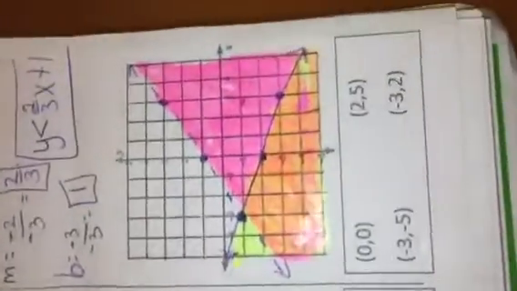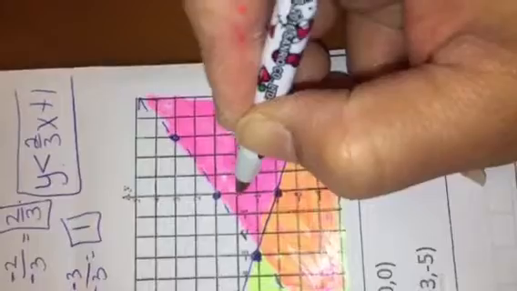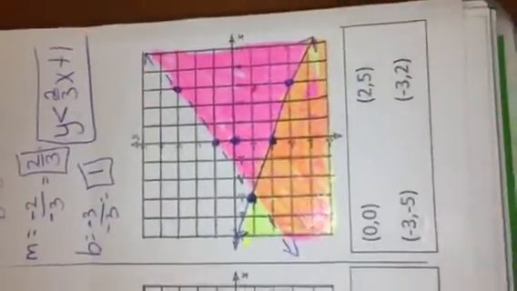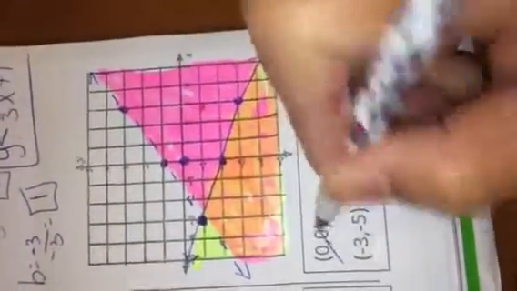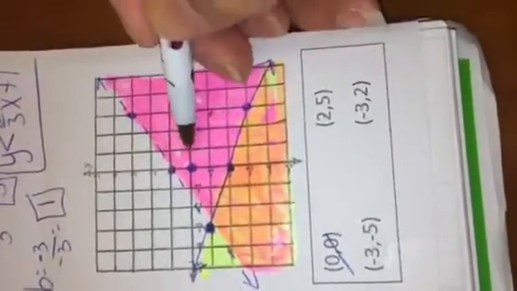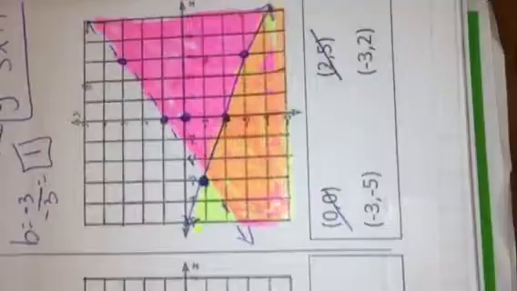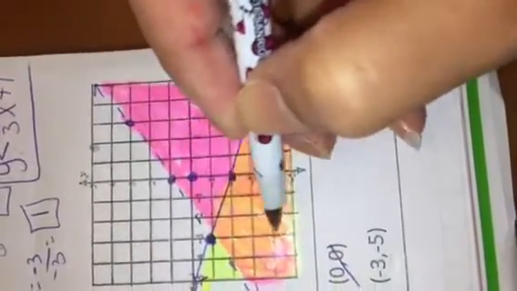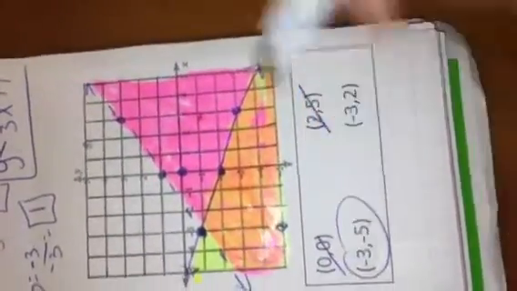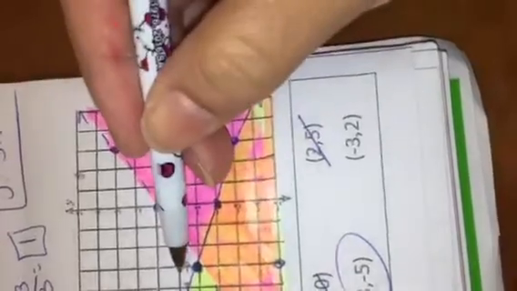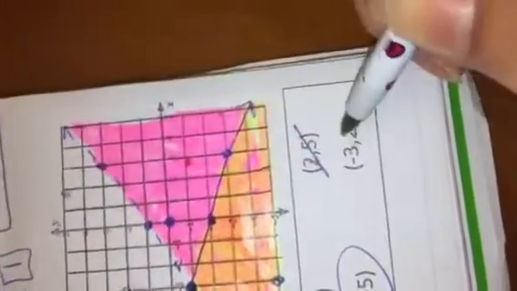So 0, 0 is going to be the origin. It's going to be right here. That's not a solution because it only lands on the pink. 2, 5, 2 to the right, 5 up, most definitely not. It's on the white part. -3, -5, yes, that is in the orangey section. And -3, +2 is not either. So only one solution here.